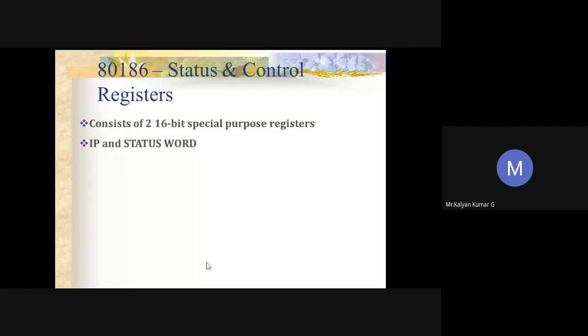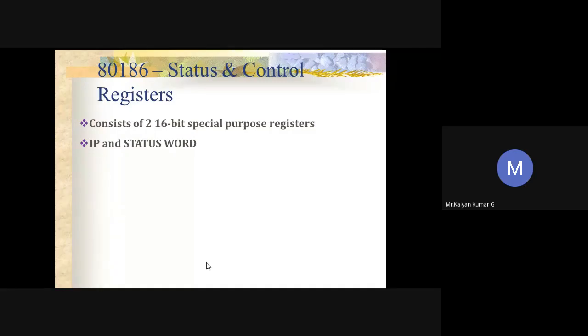Here in the 80186 we have two 16-bit special function registers called IP, the instruction pointer, and the status word. I hope you know the function of IP. The instruction pointer register contains the offset address of the next sequential instruction which is to be executed. And the status word, as usual, contains the status and control flag bits.